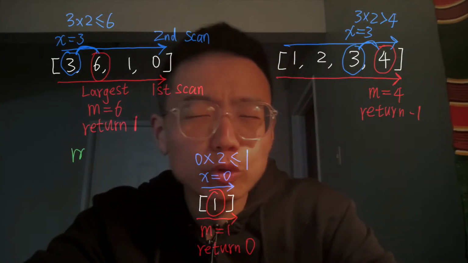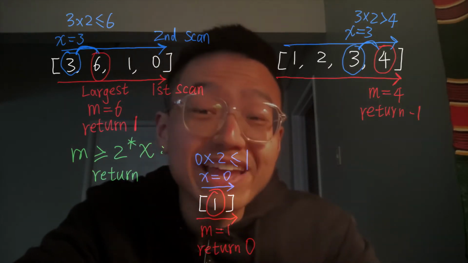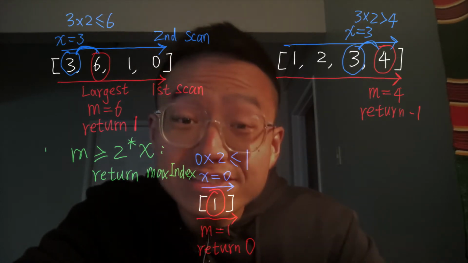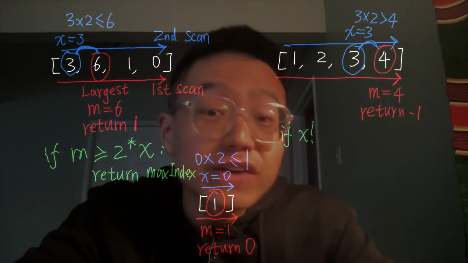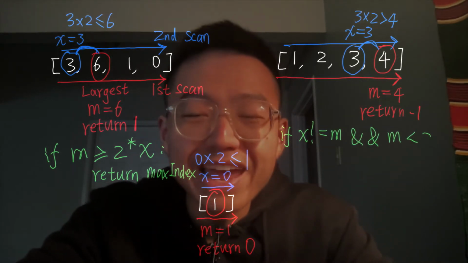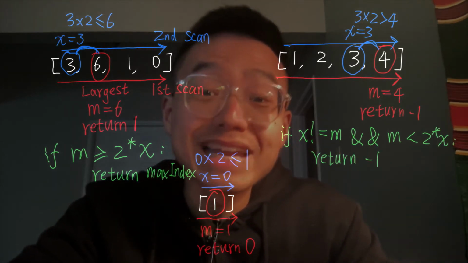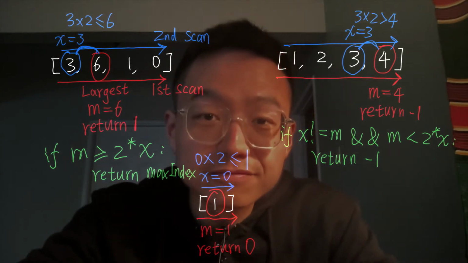Intuitively, the algorithm we use here is that we scan through the array to find the unique largest element m, and we keep track of its index, max index. Then we scan through the array again. If we find something where x is not equal to m, with m less than 2 times x, then we should return -1. Otherwise, we just return the max index.